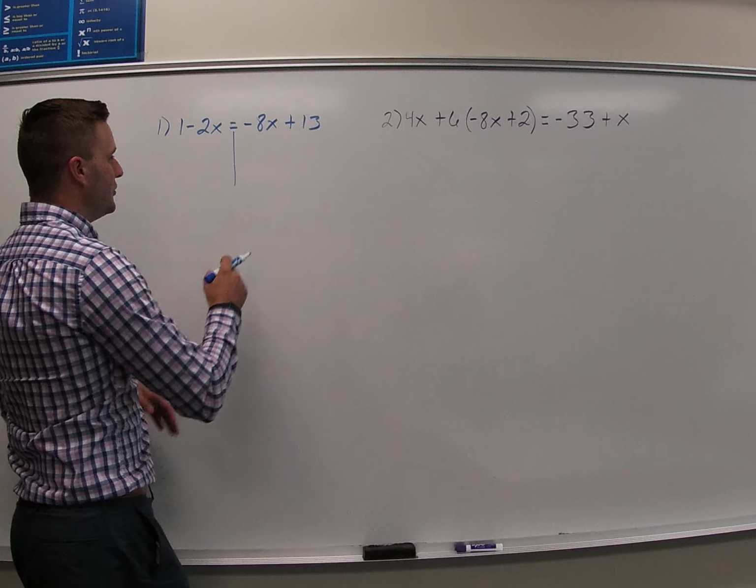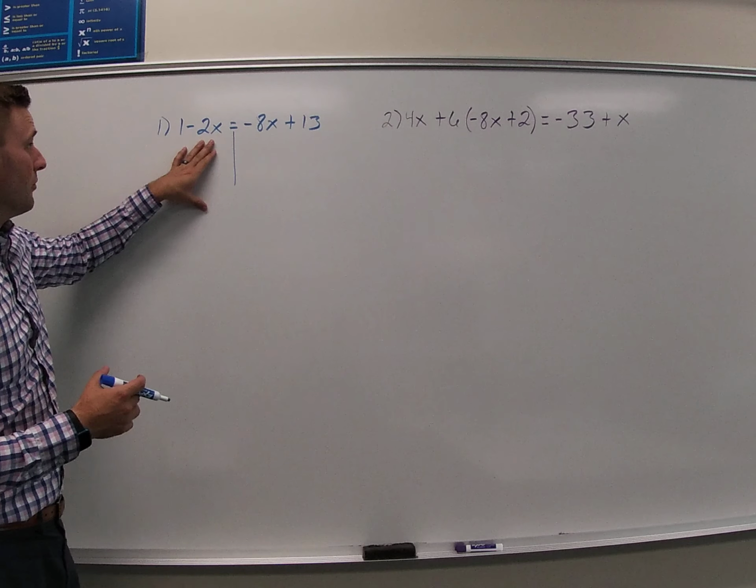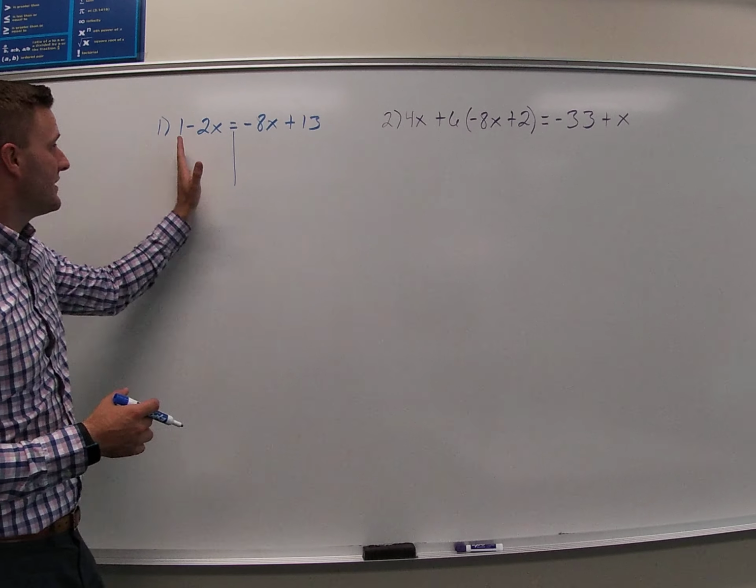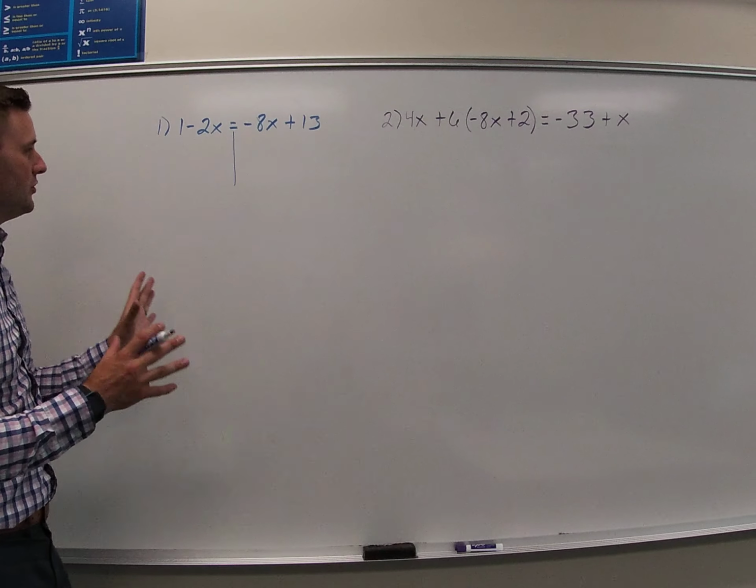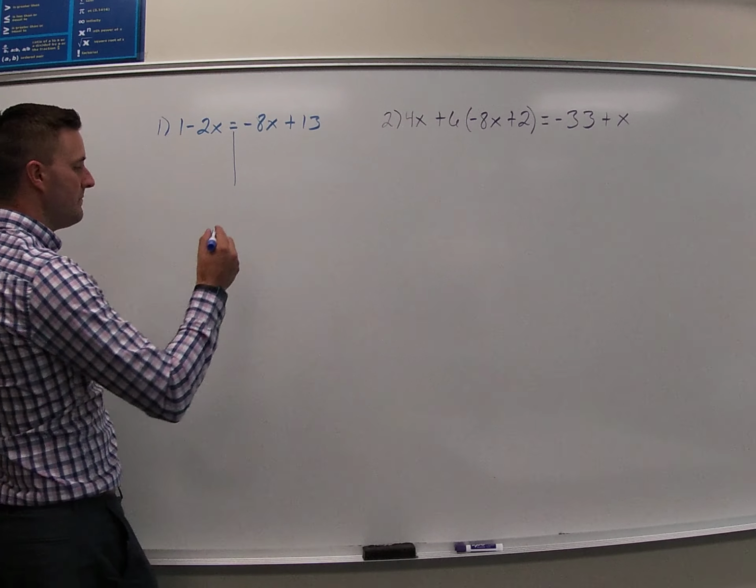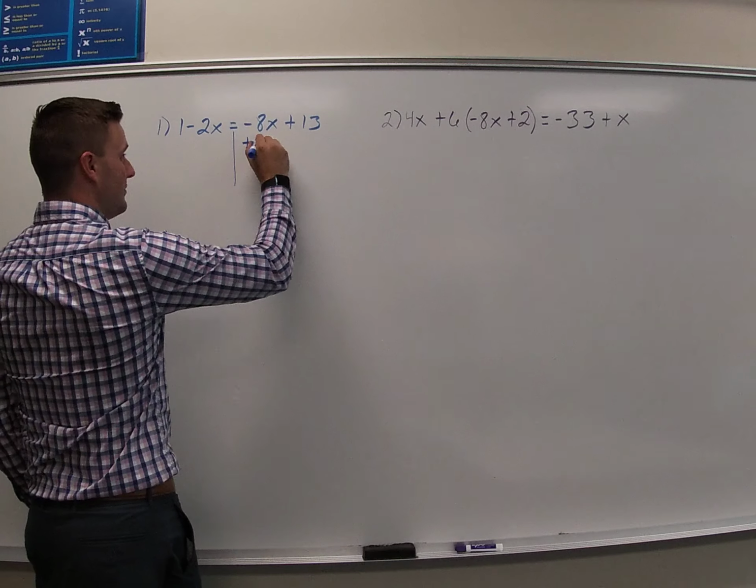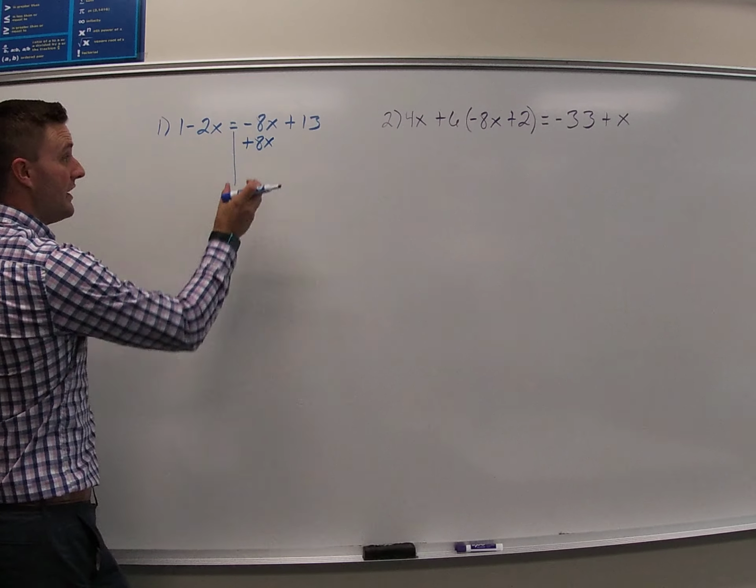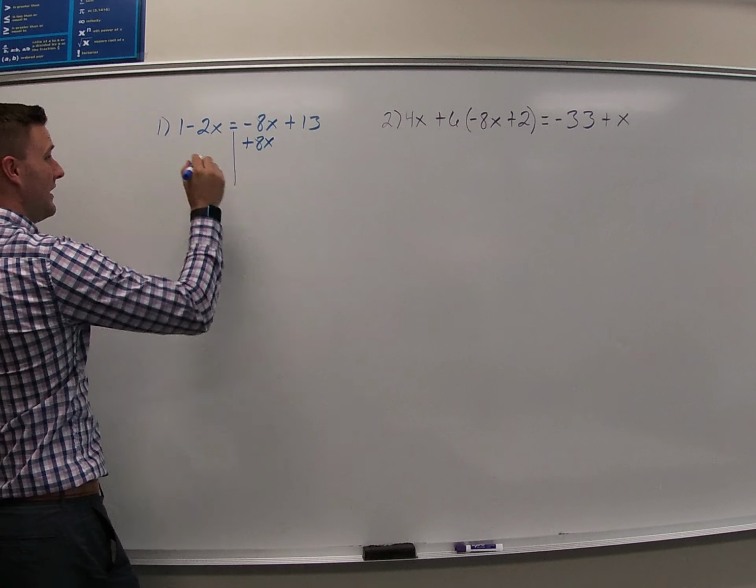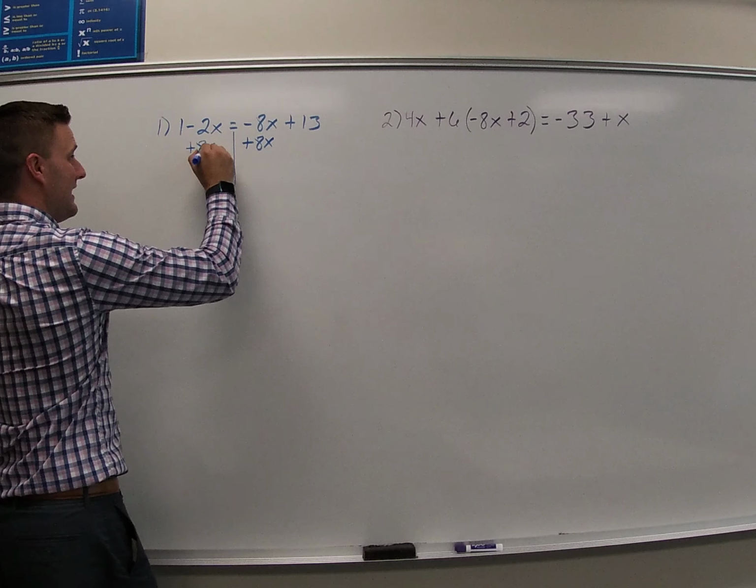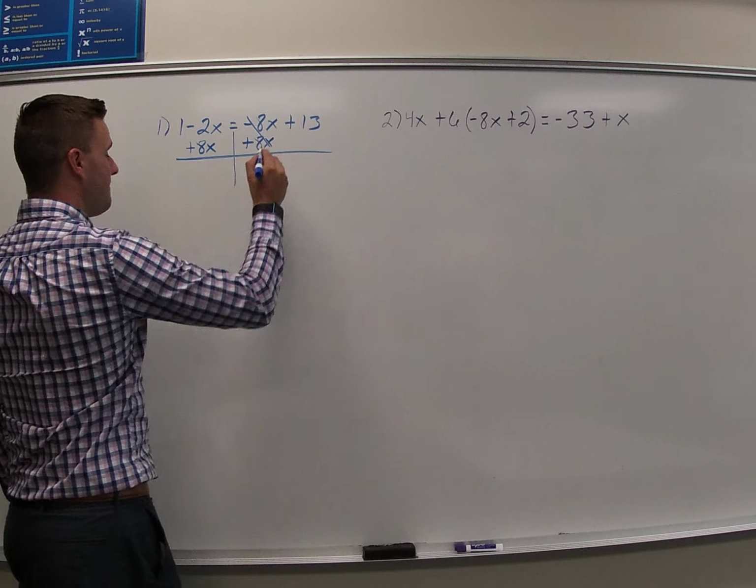So I'm going to get rid of this. You would not be wrong if you got rid of this -2x, if you move that to the other side. But I'll show you why I always choose the smallest number first. So the opposite of a -8x is a positive 8x. Whatever I do to one side of my equal sign, I have to do to the other side. So I'm going to add 8x over here as well.